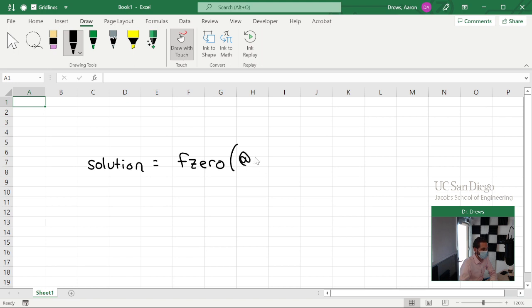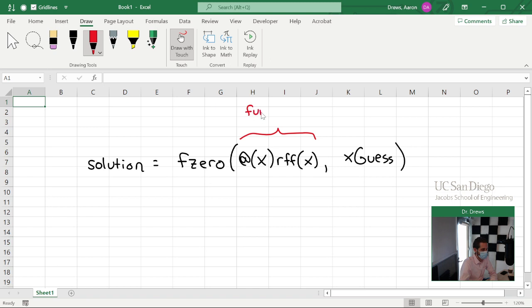The first one is what we call a function handle, which I'm just going to call as RFF of x. So that's the first one. And then the second one, previously we've only used xguess for this one. But I just want to break down two of these a little bit in more detail. This one is called the function handle. The whole thing is called the function handle.